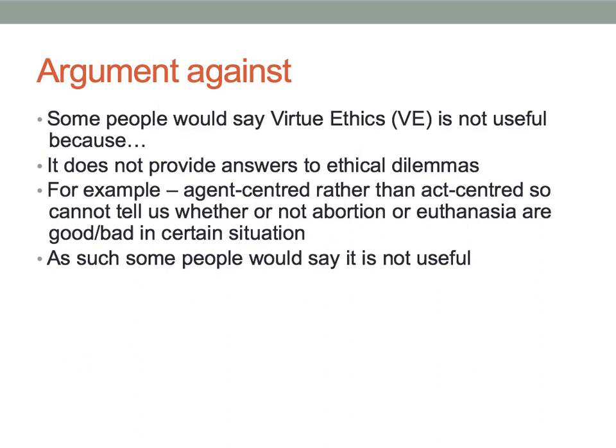So for example, because it is agent-centred rather than act-centred, and remember, being agent-centred, it asks, if you are a good person, you will automatically do good things. That's how you know somebody is good, rather than act-centred, which says a good person is somebody who does good actions. Because it's agent-centred rather than act-centred, it can't tell us whether or not, say, something like abortion or euthanasia is good or bad in certain situations. It doesn't give you answers to ethical dilemmas.